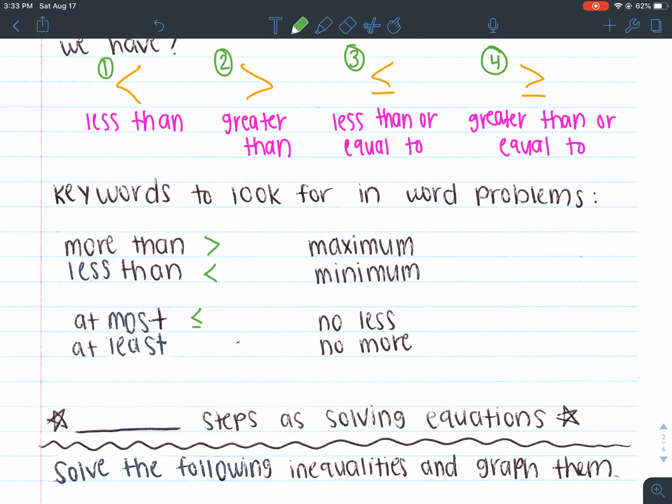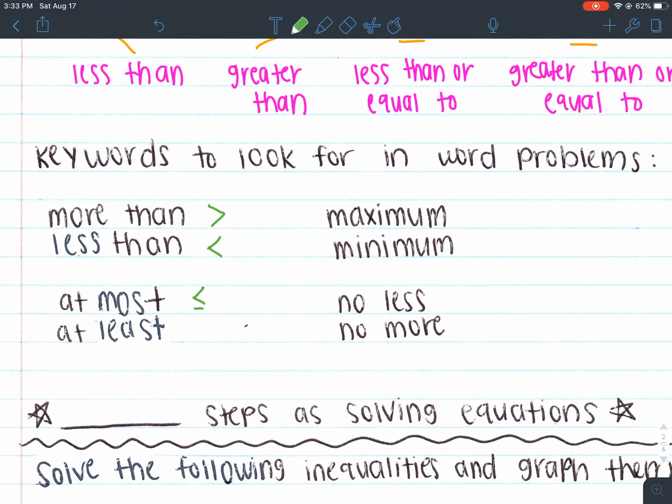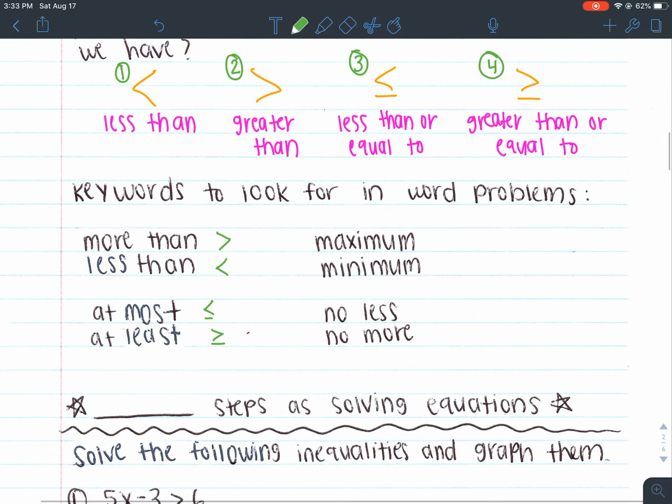At least would be different, right? So if you needed to be at least 48 inches to ride the ride, you need to be 48 inches or more. So you would have to be either greater than 48 inches or equal to 48 inches. So that's going to be your greater than or equal to. Again, if you kind of forget, think about word problems you might see with those keywords in them.